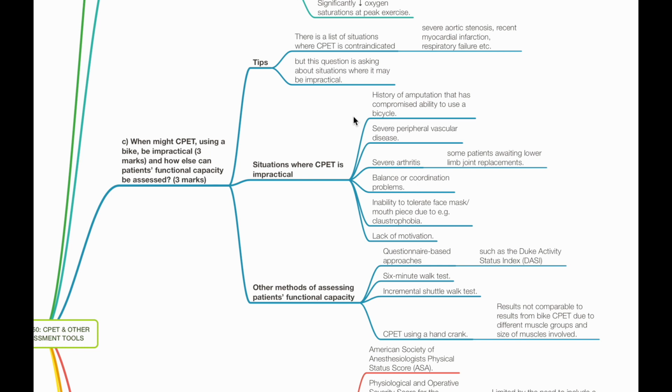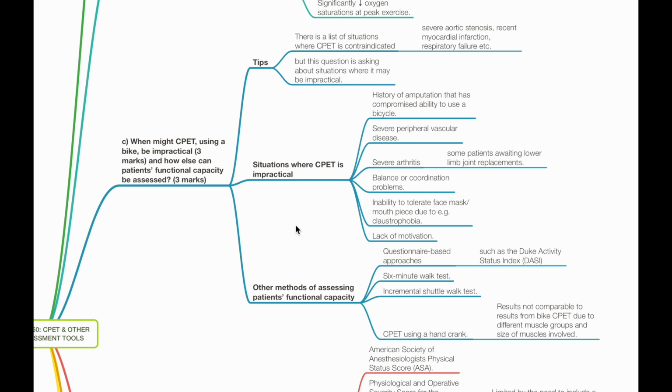history of amputation that has compromised ability to use a bicycle, severe peripheral vascular disease, severe arthritis, balance or coordination problems, inability to tolerate face mask or mouthpiece due to claustrophobia, and lack of motivation.